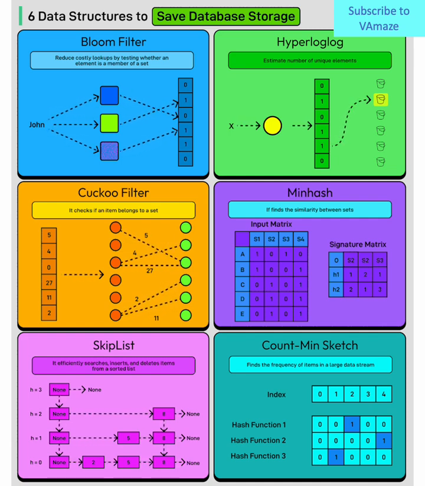Distributed systems: quickly eliminate nodes that definitely don't contain your data. Web crawling: avoid recrawling URLs you've already processed. Cache systems: prevent expensive cache misses for non-existent keys.